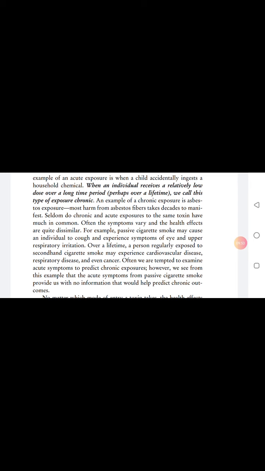An example is asbestos exposure. Asbestos is a type of fiber, and materials are made of it, and it's harmful for humans. And smoking a cigarette is also an example of chronic exposure. Those who smoke have the symptoms over a lifetime. So smoking is also an example of chronic exposure. So these are the differences between acute exposure and chronic exposure.